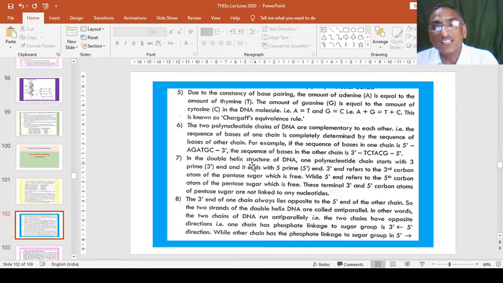In the double helix structure of DNA, one polynucleotide chain starts with 3 prime, that is 3' end, and it ends with 5 prime, that is 5' end. So 3' and 5' are the two ends of the strand. The 3' end refers to the third carbon atom of the pentose sugar, which is free, while the 5' end refers to the fifth carbon atom of the pentose sugar, which is free.